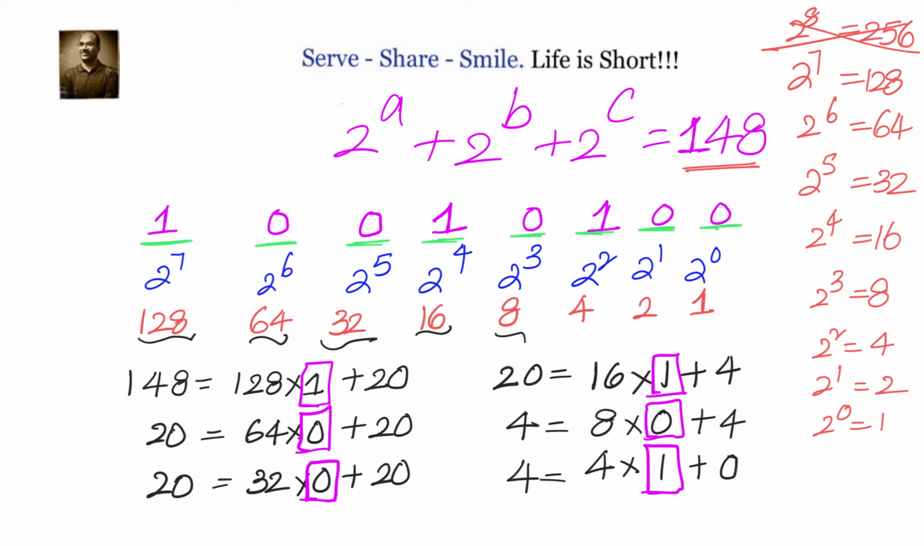Now look at where we have 1 values, because that is what we need. One we have for 2 power 7, another is 2 power 4, and another is 2 square. That means 148 can be written as 2 power 7 plus 2 power 4 plus 2 square. If you take the values of A, B, C, let us say A greater than B greater than C, in that scenario we can say that A equals 7, B equals 4 and C equals 2.